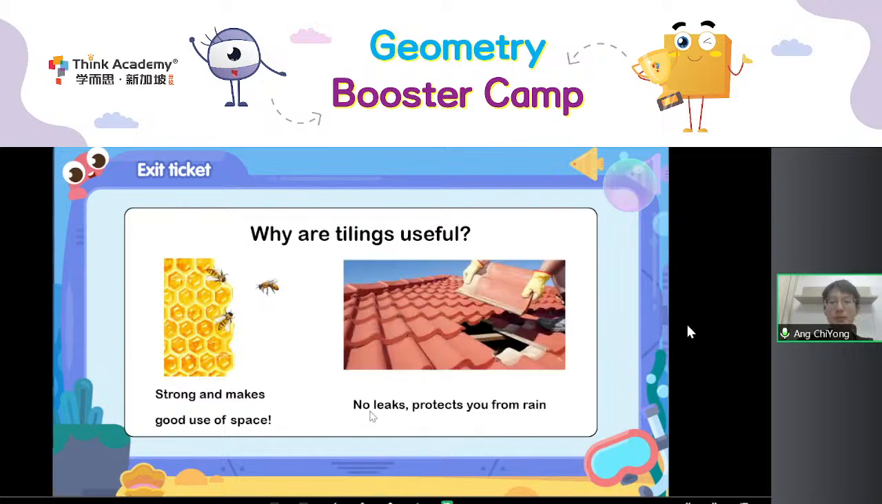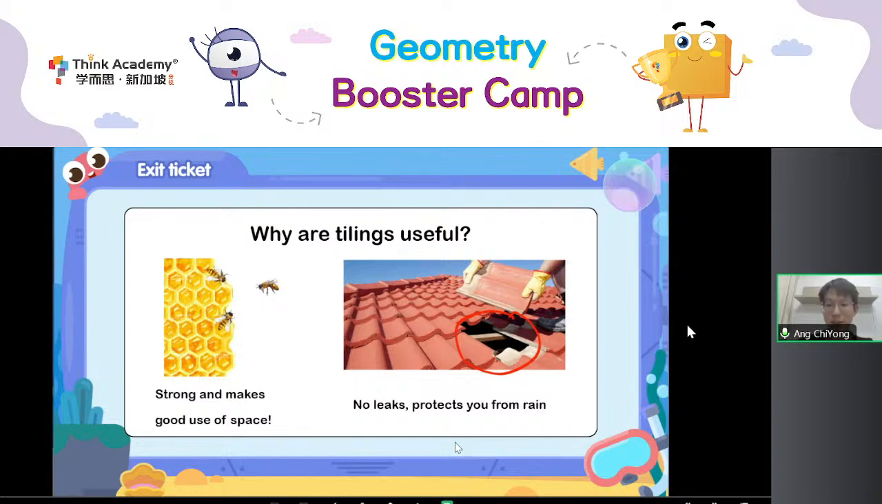Okay, and also, what's this? This is a roof. Right? Some of you might live in houses like this. The roofs are also made using tiling. Right? These are called roof tiles. And of course, roof tiles make sure that your roof doesn't have any holes. If you have holes, what will happen? The rain will fall while you're sleeping. Then you get woken up by the rain. Cannot fall asleep. Right? That's not good. So one reason tilings are useful is to protect you. Right? Protect you from the rain.